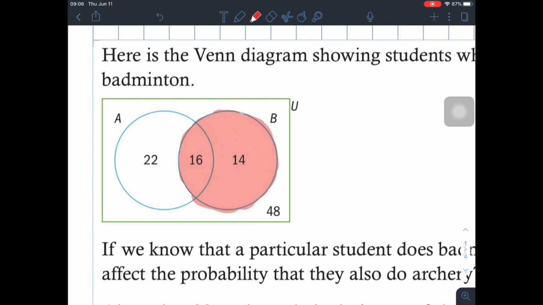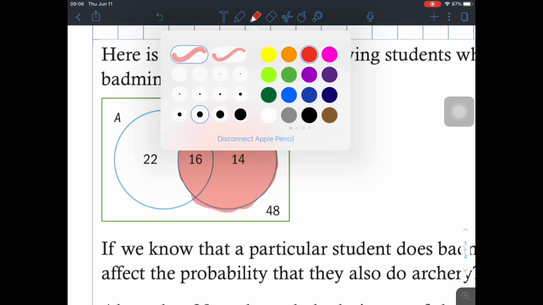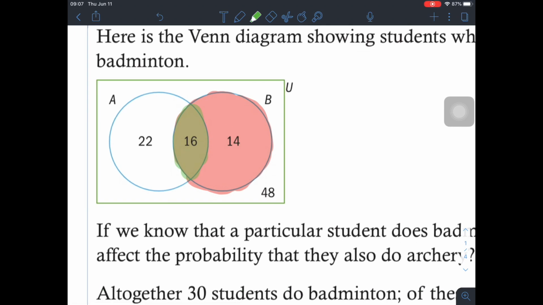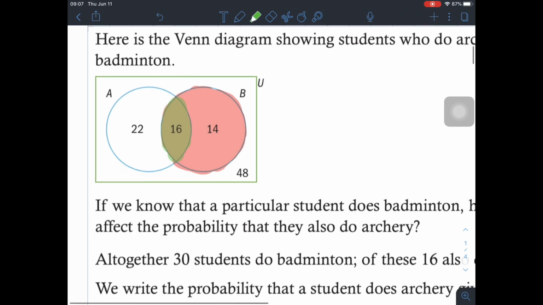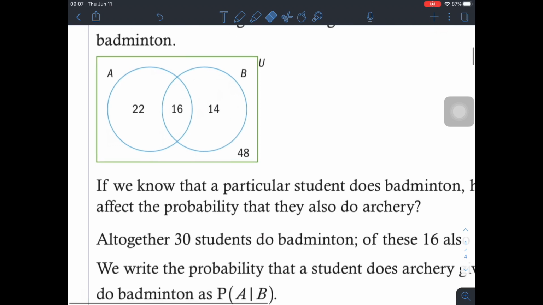So our universe of people who do badminton, because we know for sure that the student does badminton, is reduced to 30 people now. Okay, so in this new universe, the red circle, which would be our new universe, how many of them do archery? The number of people who do archery are only this, which are 16. So the probability would be 16 out of 30, okay? So that's the concept of conditional probability. It's reducing our universe to the given or known condition of the problem, okay?